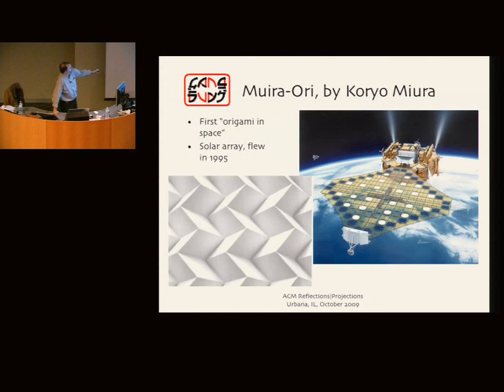This is a folding pattern that you can make very easily. Zigzag valley folds, zigzag mountain folds, and connect with alternating mountains and valleys. It's called the Miura Ori because it was studied by this man, Koryo Miura, who realized this pattern would work really well for an expandable structure for space. And it was adopted as the basis of this solar array for a Japanese mission that flew in 1995.